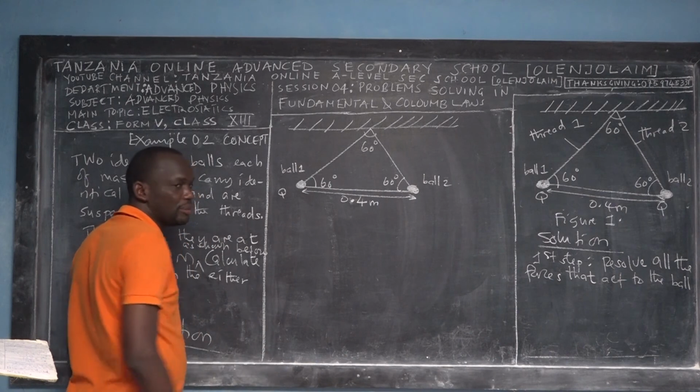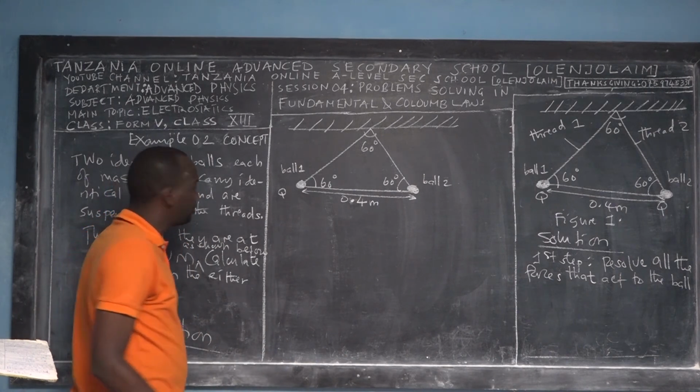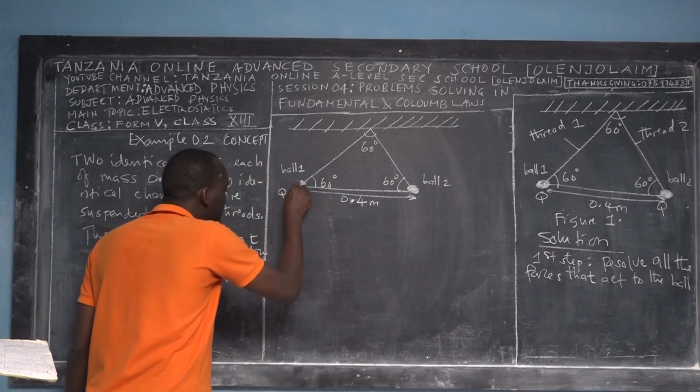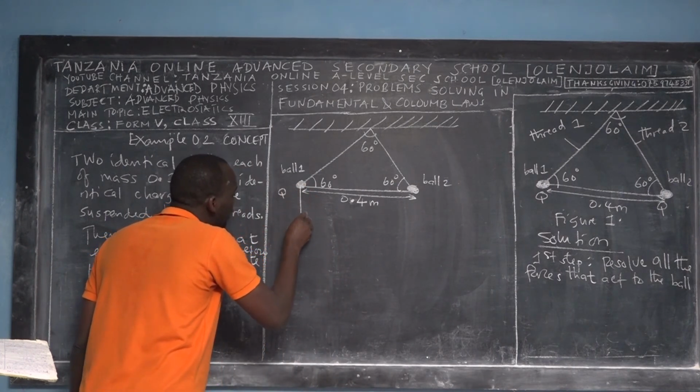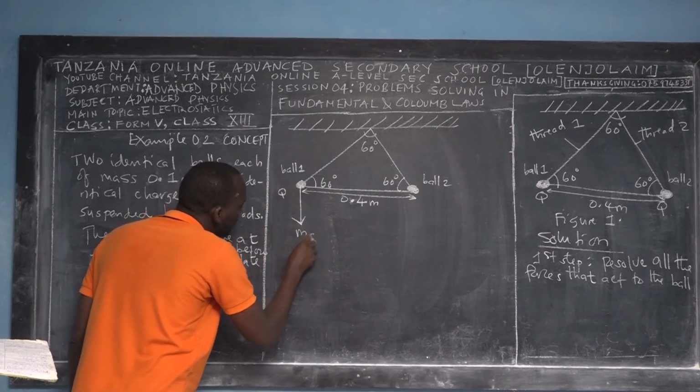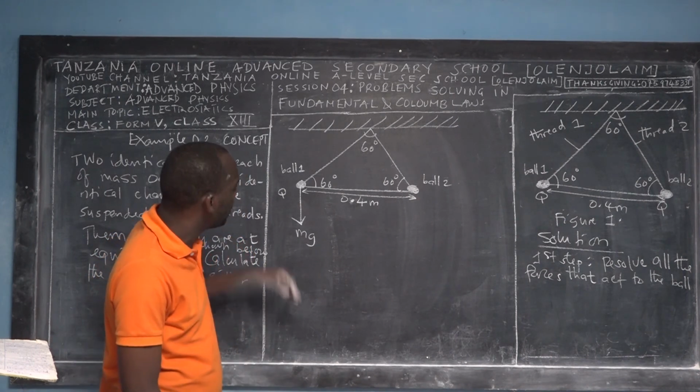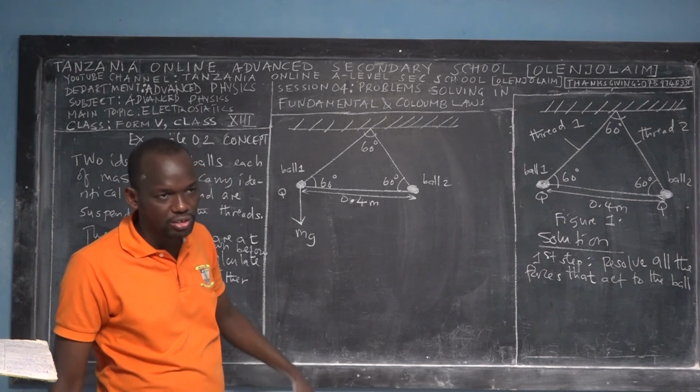It has a measurable mass, which will be given as 0.1 gram. So it has a mass. If you suspend it there in free space, we expect it to have weight, which is mg. And the mg always acts perpendicularly downward on the body.